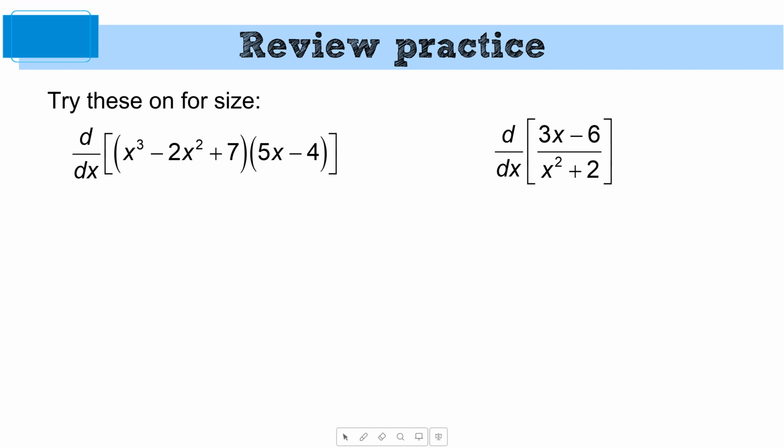Remember early on, there are really two components to each of these problems. One is the general setup: do you know how to apply the product rule? Do you know how to apply the quotient rule? The second part of the problem involves being able to simplify it.